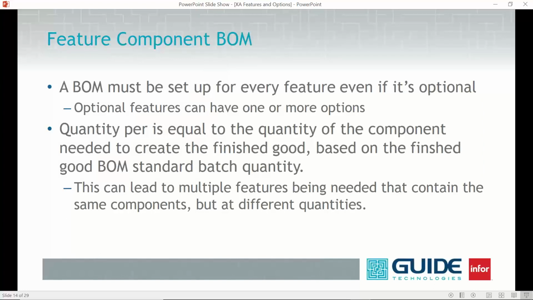A BOM must be set up for every single feature, even if that feature is an optional feature and only has one option. For example, a bevel. If the bevel is yes or the bevel is no, then there's only one option, and either I select something or I don't select something. That would be how I would do a single selection optional feature. I could have multiple different options and still make that feature not required. But in any event, if I even have just a single option, I have to have a feature in order to choose that option.